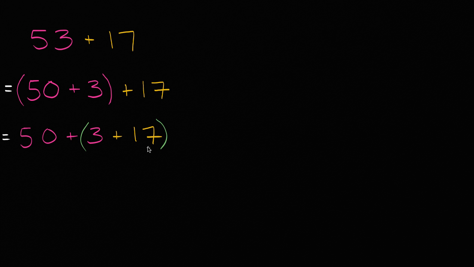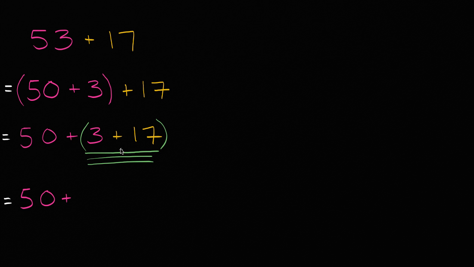And this is just a property of addition that I could do this. I could change the order in which I'm adding. So here I'm adding 50 plus 3 first. Here I'm going to add 3 plus 17 first. And so what's this going to be equal to? Well, I have my 50 plus, now what's 3 plus 17? Well, 3 plus 7 would be 10. So 3 plus 17 is going to be 20.